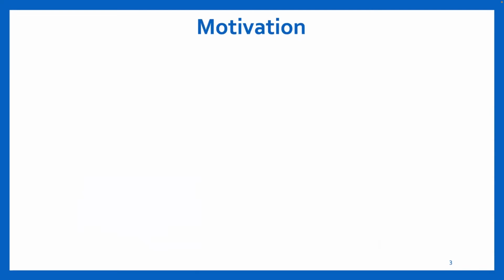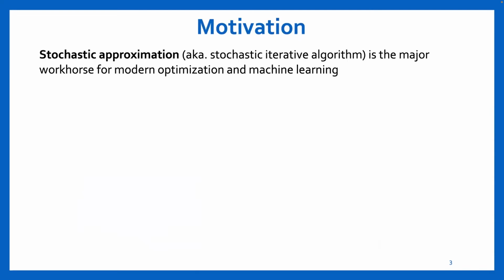Okay, so let's start with motivation. Stochastic approximation algorithms, also known as stochastic iterative algorithms, are major workhorses for modern optimization and machine learning. In general, stochastic approximation is of the following form. x_k is the iterate of interest, alpha_k is the step size or learning rate, and what is in the update is some desired update plus the noise.